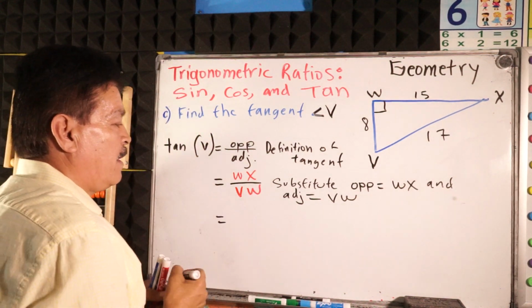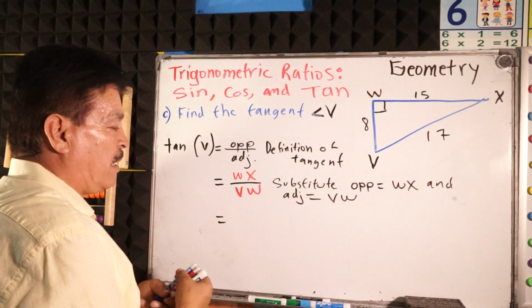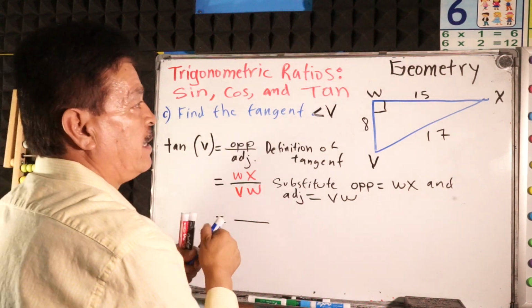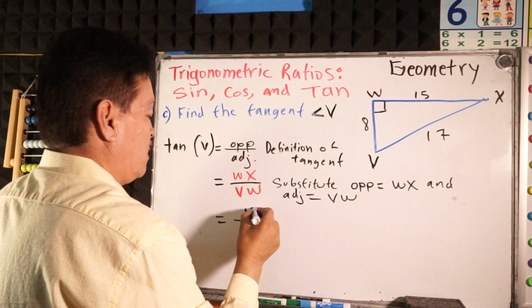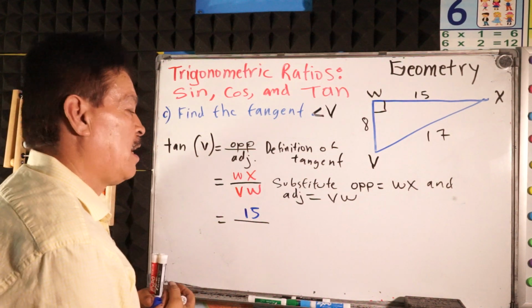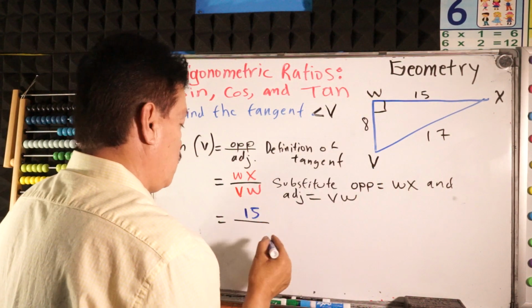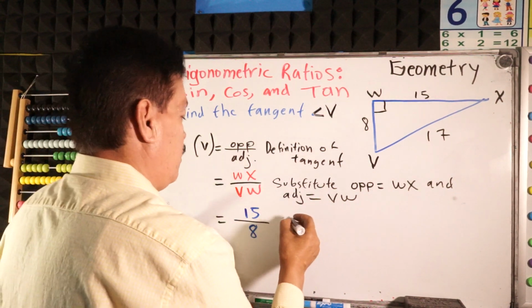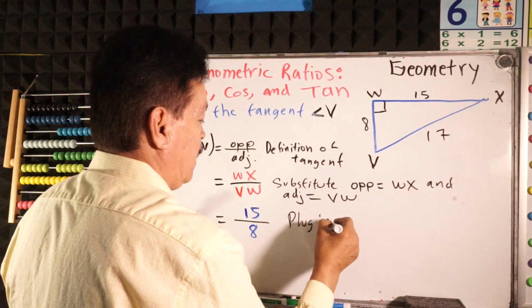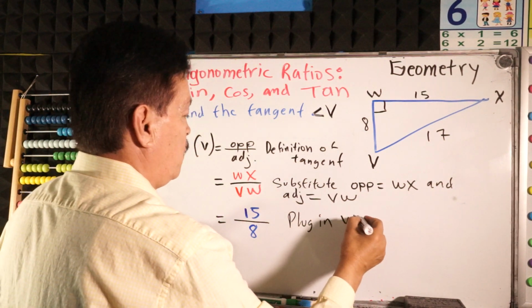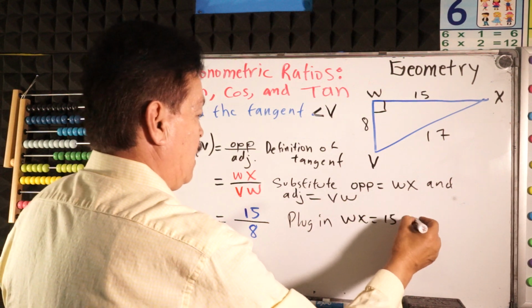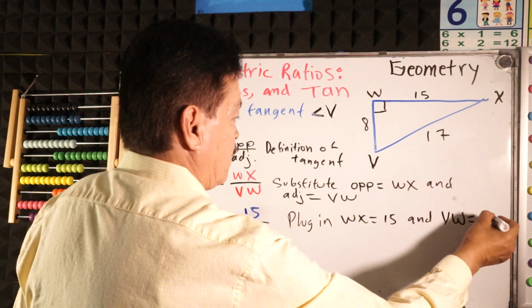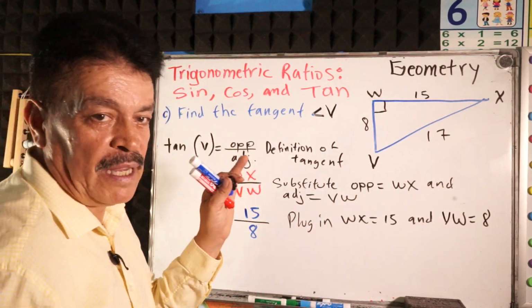Next step, just give it the values. How much is WX? WX is 15. Okay, and then how much is BW? BW is 8. So this step is plug in: WX equals 15 and BW equals 8, right? So it's very clear.